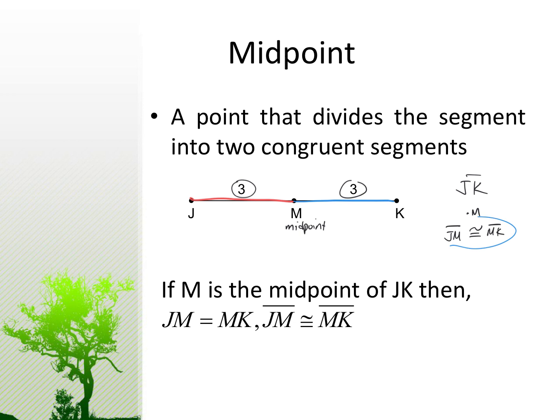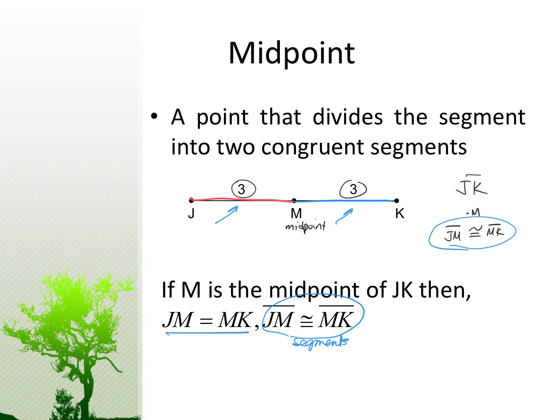Now, you're going to see different kinds of writing. You see here that I said segment JM is congruent to segment MK. This is talking about the segments, okay? That the individual segments, the red segment here and the blue segment here, are exactly congruent to each other. They are the same size.